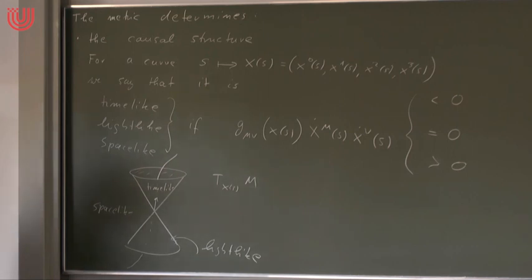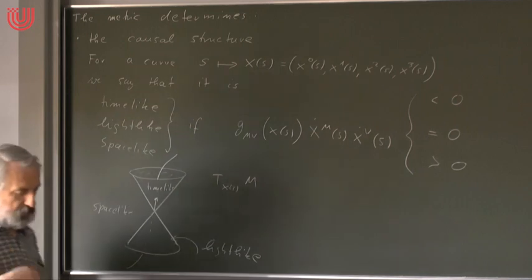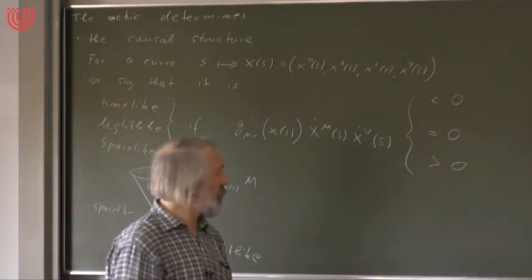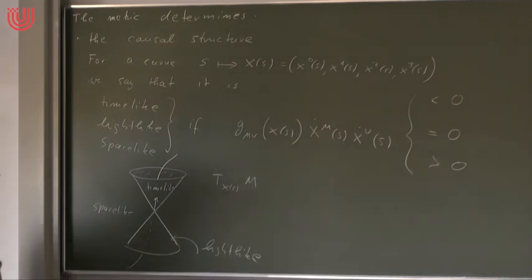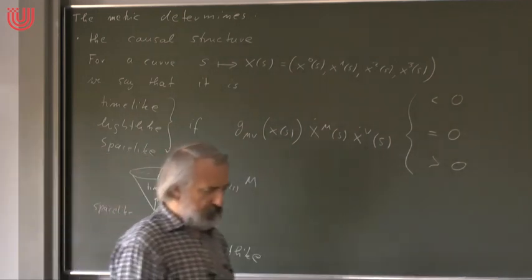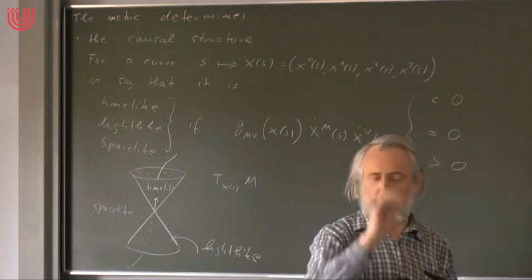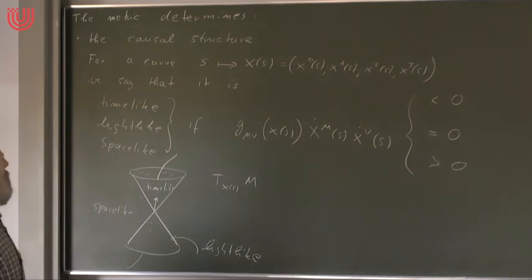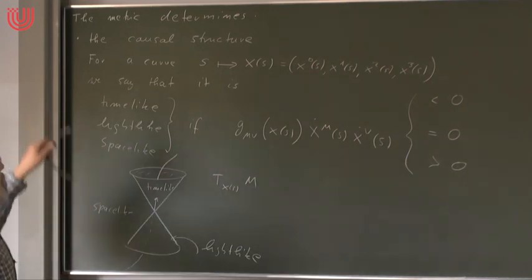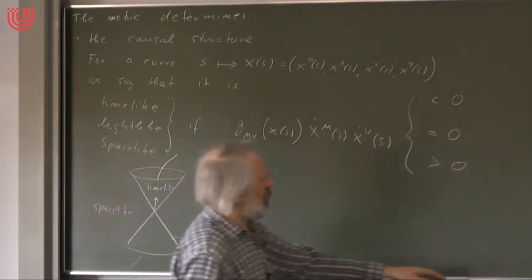And the interpretation, of course, is that the time-like ones are objects which move at a speed smaller than the speed of light. The light-like ones move at the speed of light. And the space-like ones cannot be associated with signals. These are mathematical objects which move at a speed bigger than the speed of light. Okay, so that's the first thing which is given to us by the metric.